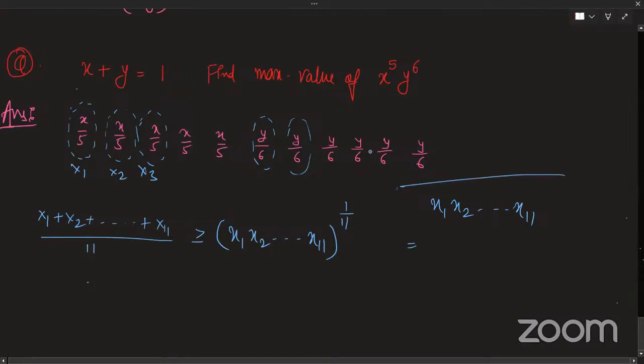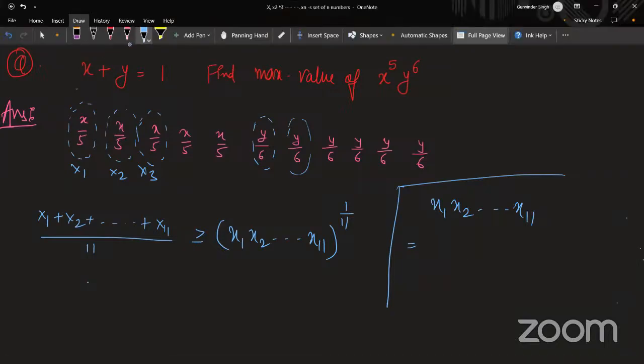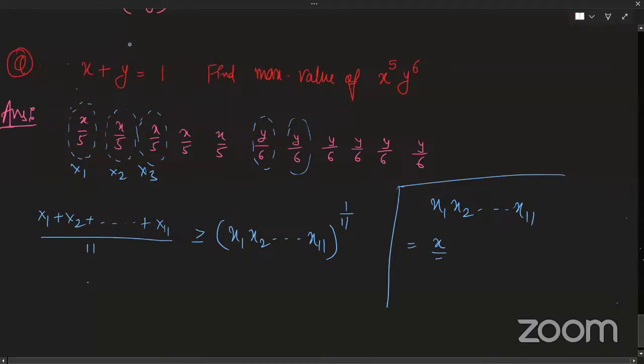I'm trying to evaluate this thing. So it is basically x by 5 raised to 5, x divided by 5 raised to 5. And what about this? y by 6 whole raised to 6.